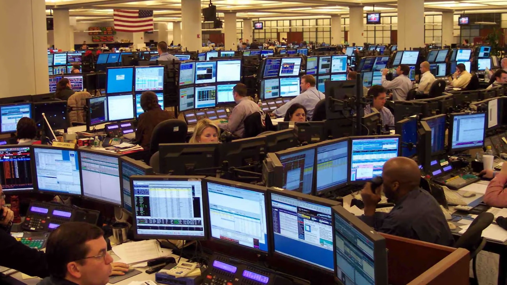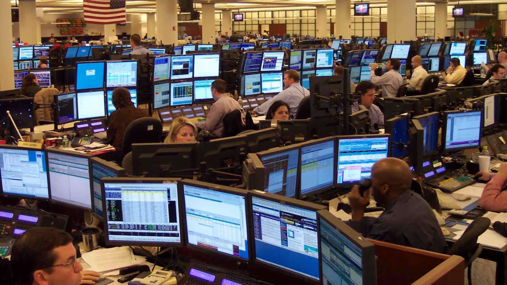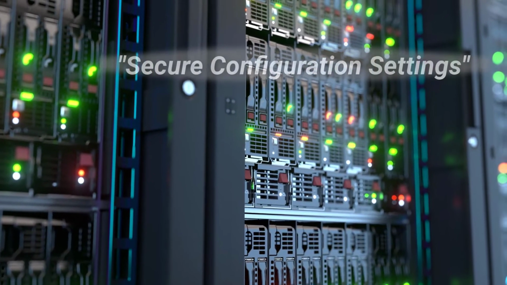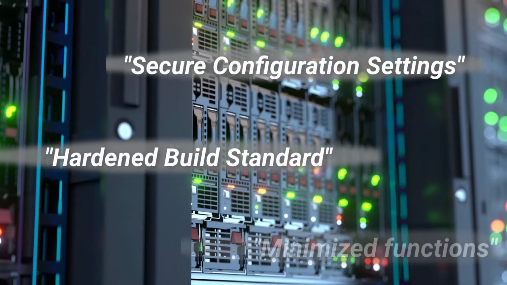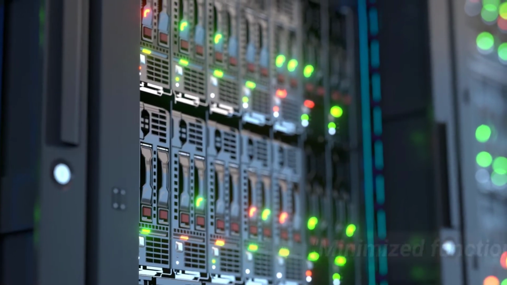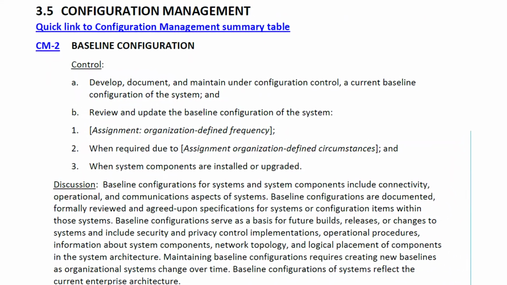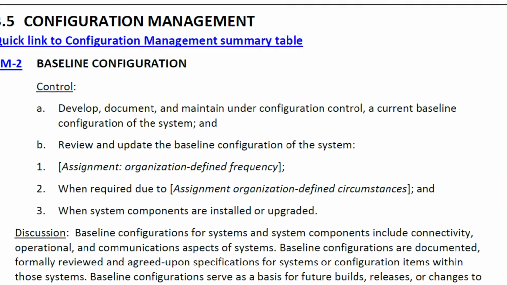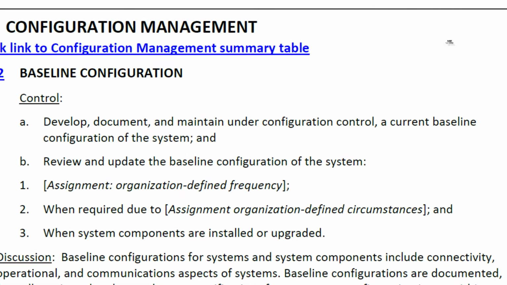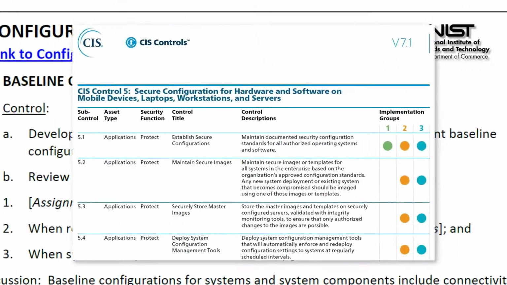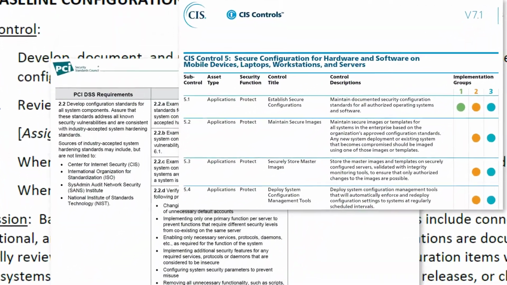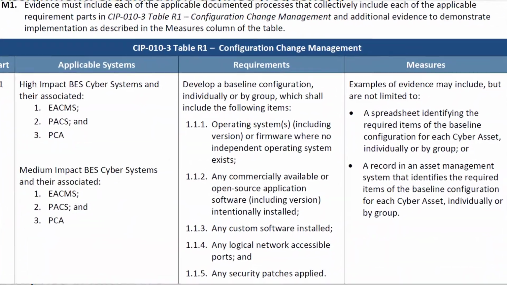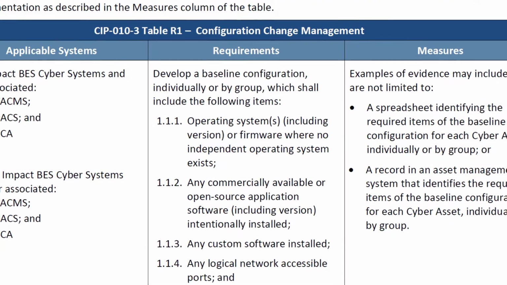You can talk to any cybersecurity professional about the best way to increase the defences of IT systems, and it won't be long before they mention terms like secure configuration settings, hardened build standard, and minimised functions. The need for a standardised baseline configuration or gold build standard is a keystone of all compliance frameworks. For example, NIST 853, the CIS controls, PCI DSS, and especially NERC CIP. Without a consistent secure build, how else can you expect security to be maximised?